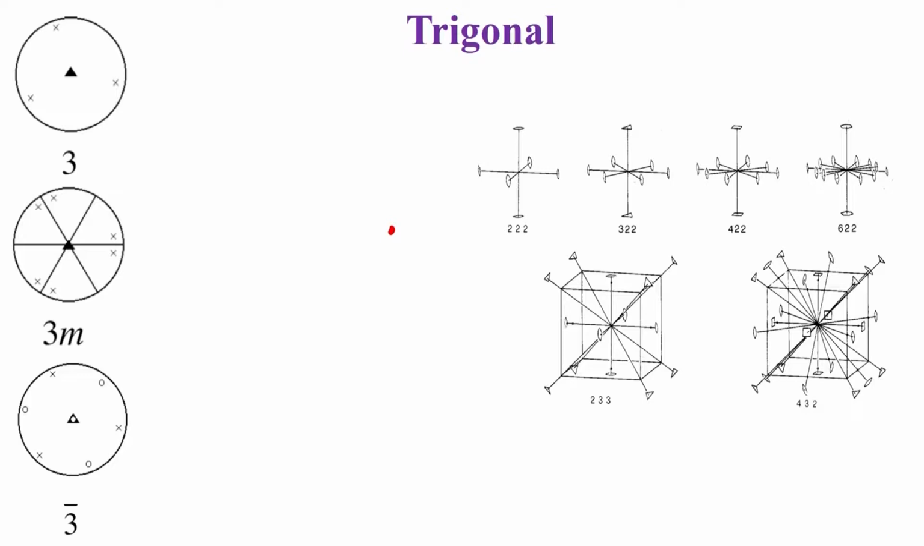Interestingly, when we come to the threefold system, the threefold system can exist by itself, which is what is shown here: the 3, the 3 with a mirror, and the 3 bar system. Notice the difference between this point group 3m and the previous point group which we discussed with the monoclinic system, which is 2/m.